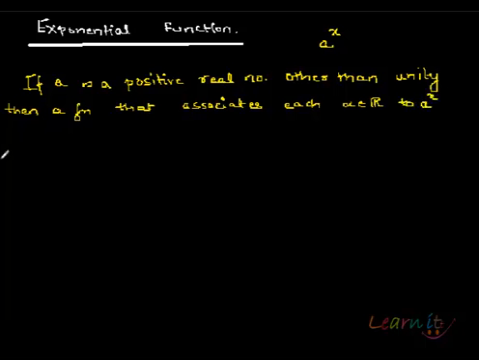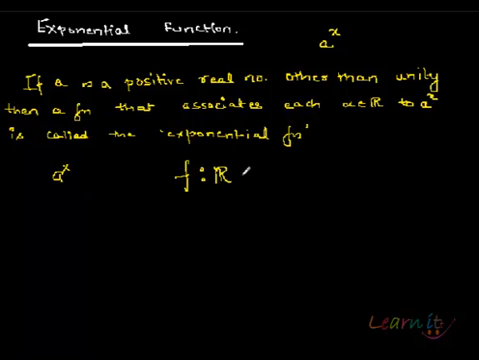So this time my function looks like a to the power x. That is called the exponential function. That means that the positive real number a is growing exponentially, with the various real numbers x can take, so a to the power x. So f is a function from R to R, right?